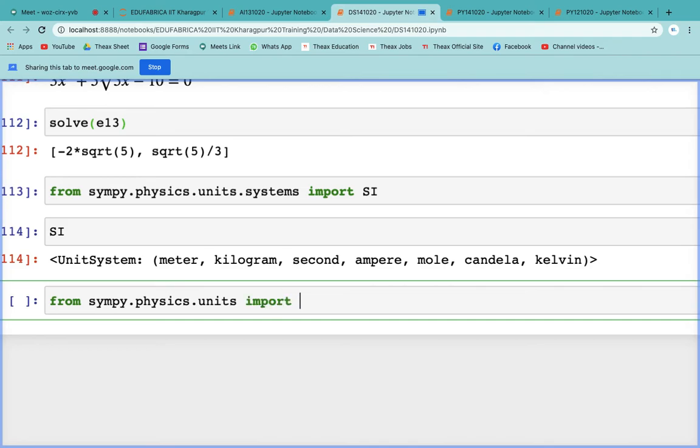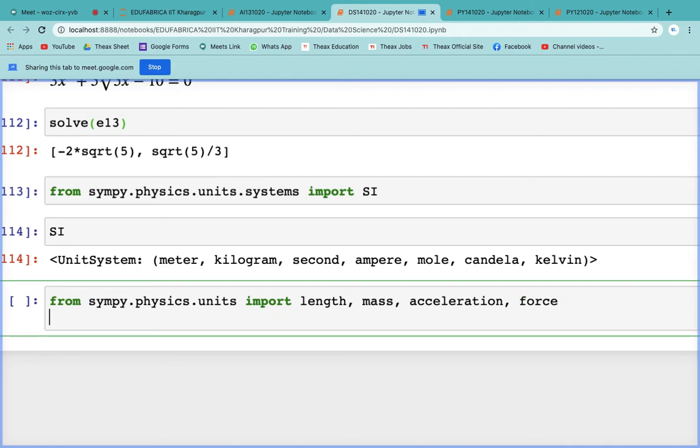So let's write some formulas. Import length, mass, acceleration, force. Import the gravitational constant. What do we use it as? G m1 m2 by r squared and all. Okay, spelling correct.